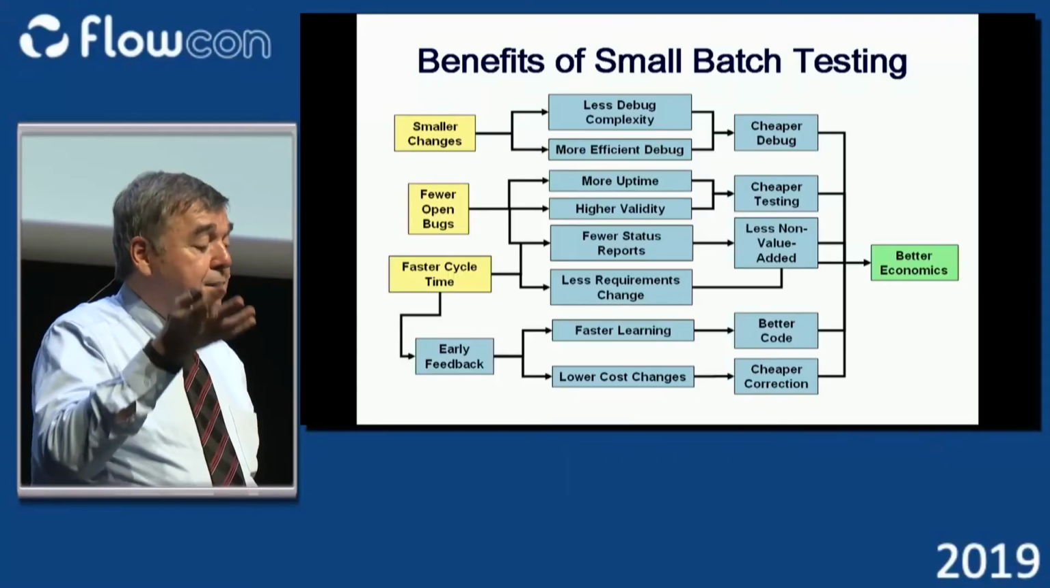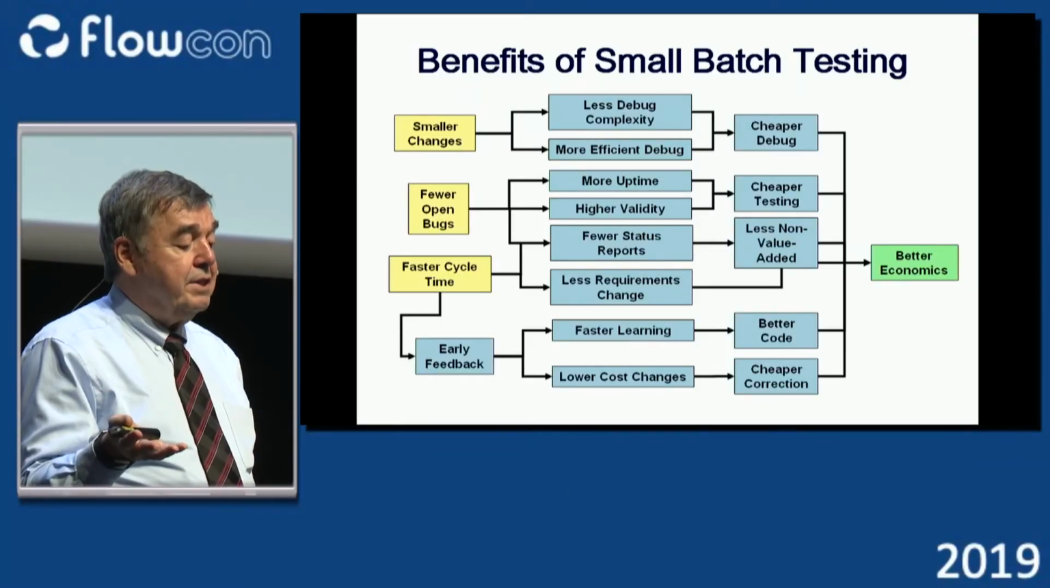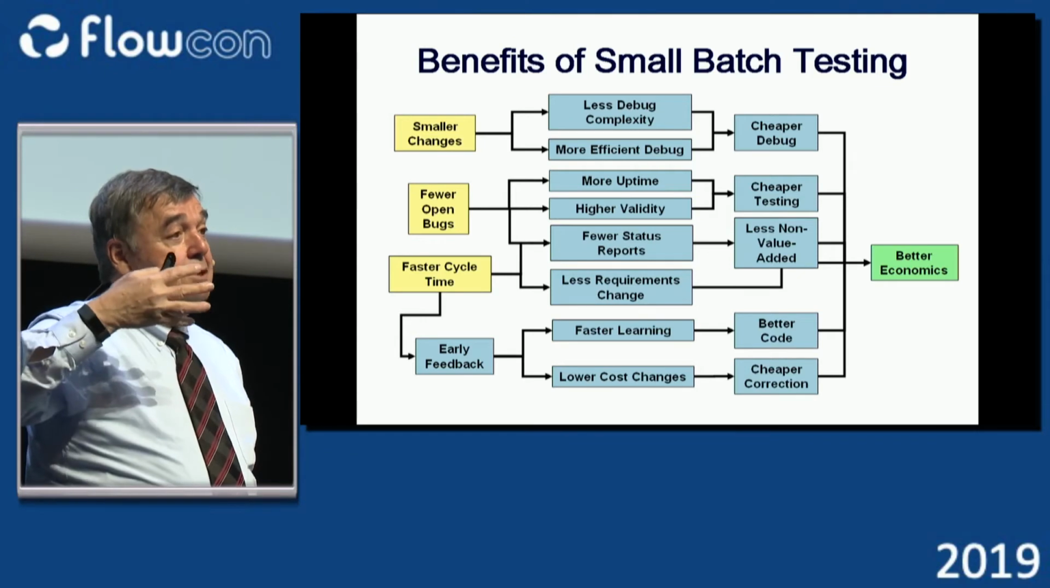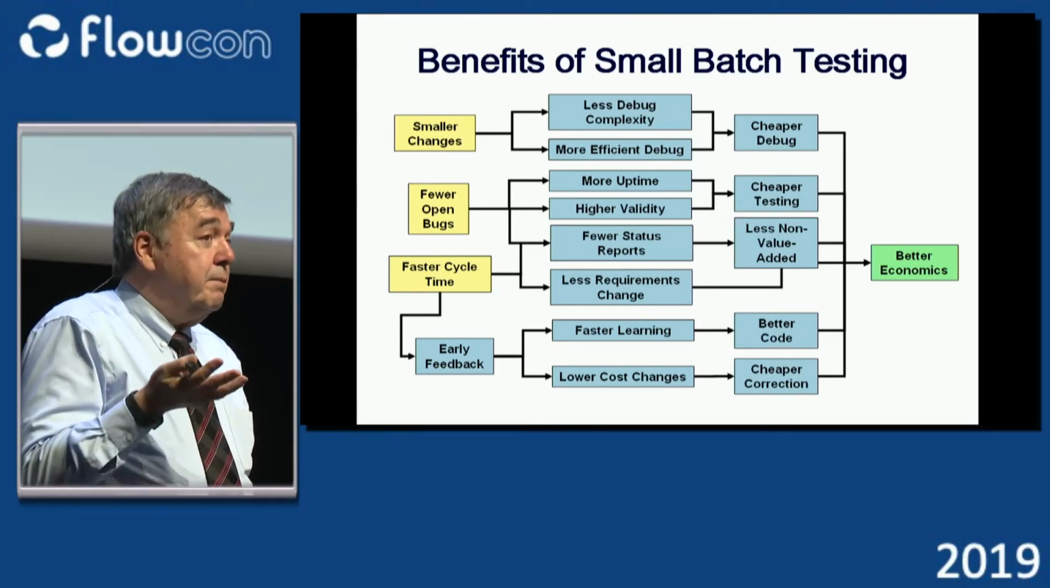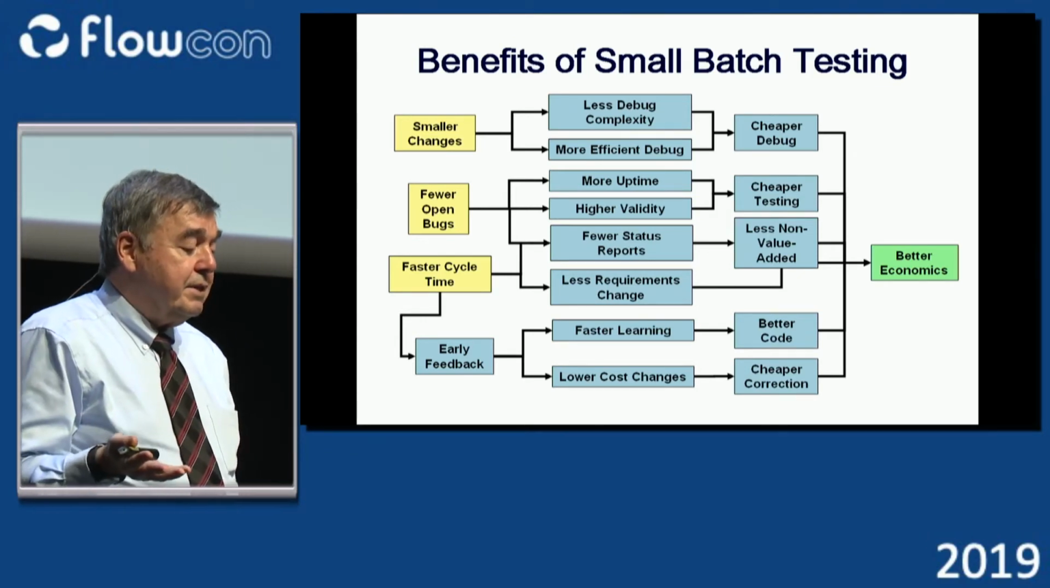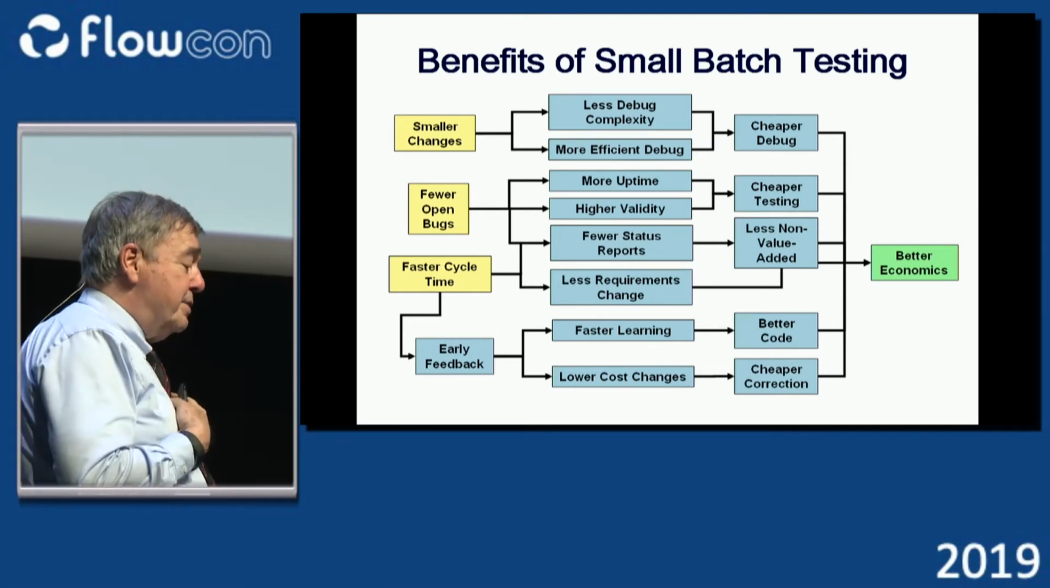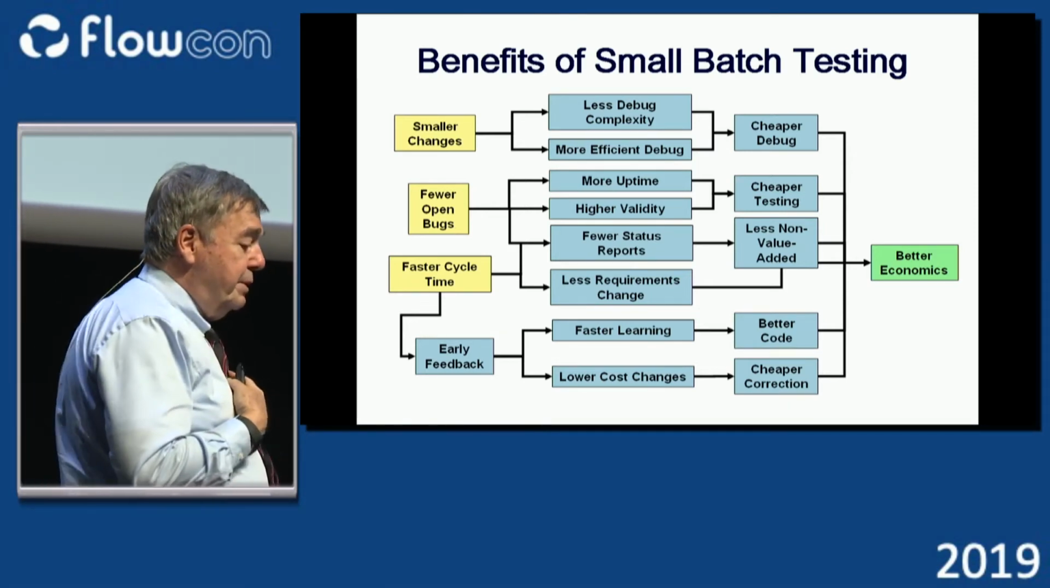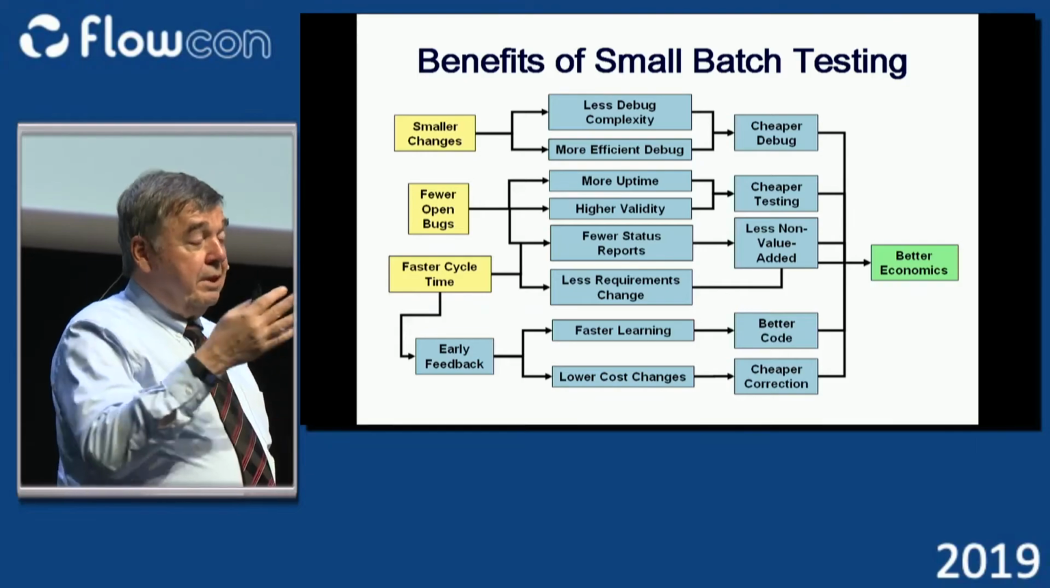They had fewer open bugs active at any individual time, which meant they had to do fewer status reports. It meant that the systems they were testing were functioning better, so they had more uptime on their test systems, and it meant that the systems they were testing were producing more validity in the tests. They had faster cycle time through the process, because when you reduce the amount of WIP, you speed up the flow-through time.